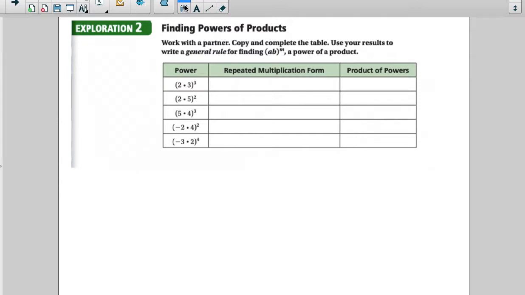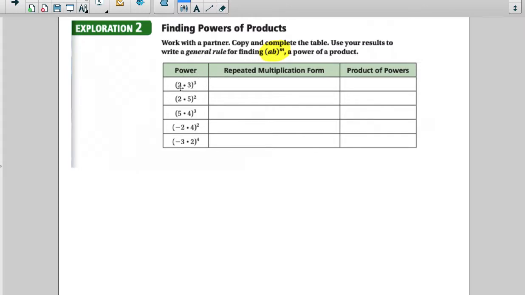So let's take a look at what we got here. We have a base with 2 numbers being multiplied together. Remember, when you have 2 numbers separated either by a dot like we have here, or if you have 2 variables sitting right next to one another, you are multiplying. And so in this case, our base is 2 times 3 raised to the 3rd power. Well, we know 2 times 3 is 6, and we can raise 6 to the 3rd power, but that's not what they're asking us to do.